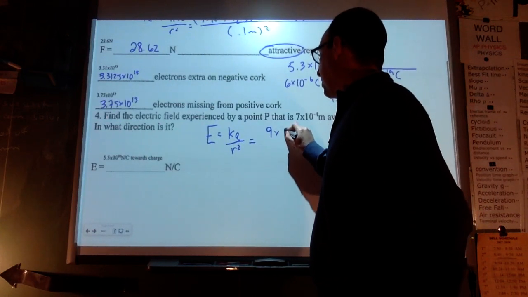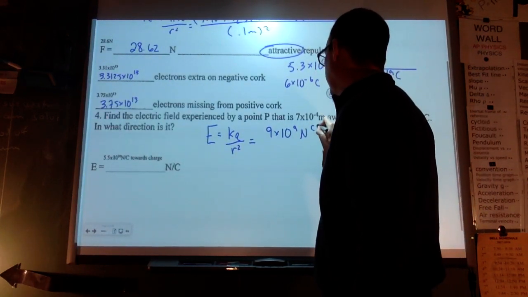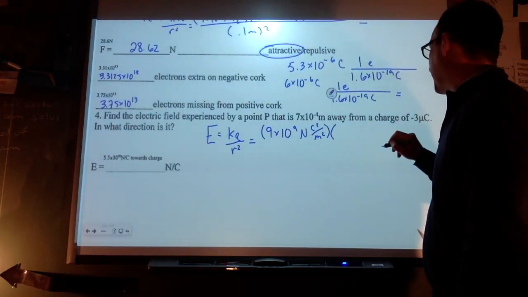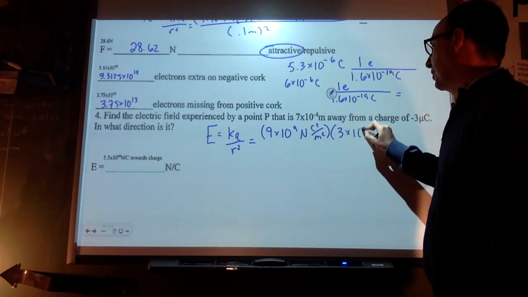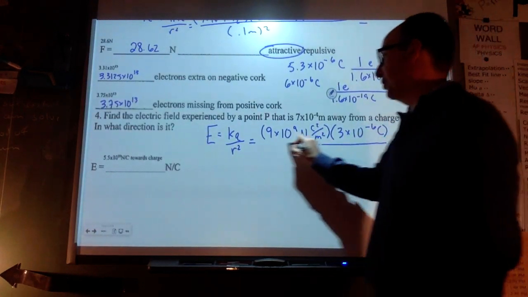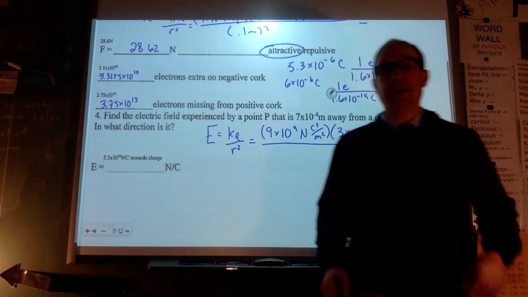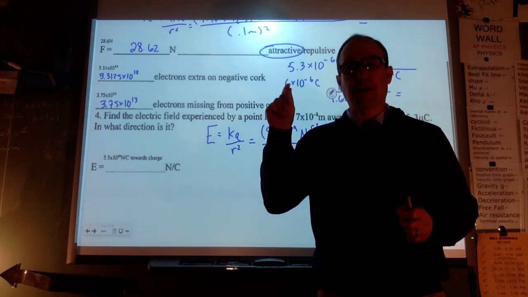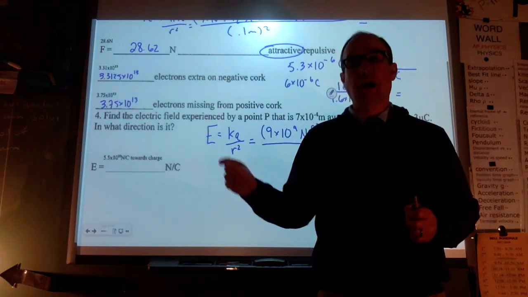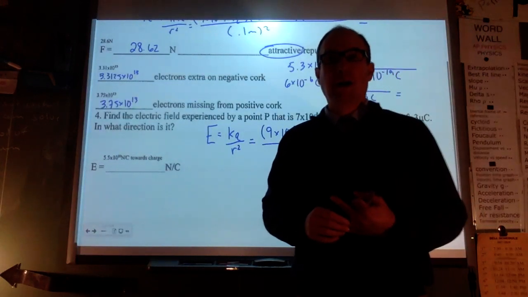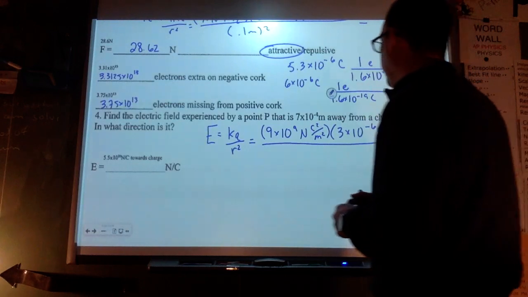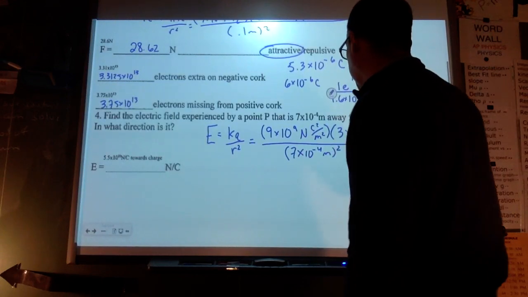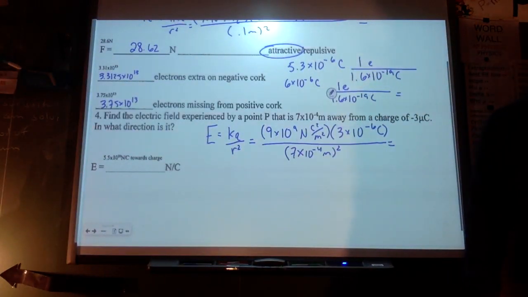Again, our k is going to be the same, 9 times 10 to the 9th. We're not going to put in the sign of our charge, because this is going to give us the magnitude. Again, the sign will give us the direction, right? The direction is given by what a positive test charge would feel. So a positive test charge is going to be attracted to a negative charge and repelled from a positive charge. Very much like the electric field hockey lab you guys did. And again, we still have the inverse square relationship.